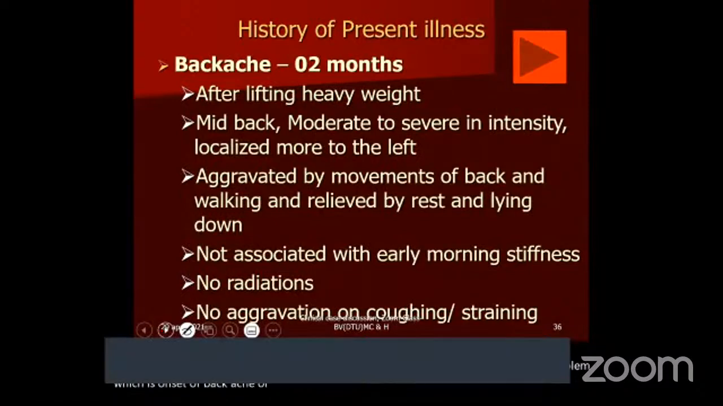Not associated with early morning stiffness, ruling out the inflammatory conditions. There is no radiation of the pain. There is no aggravation on coughing or straining, saying that it is not radicular pain. The characteristic features of radicular pain are it is aggravated by all the maneuvers that increase the intracranial pressure.